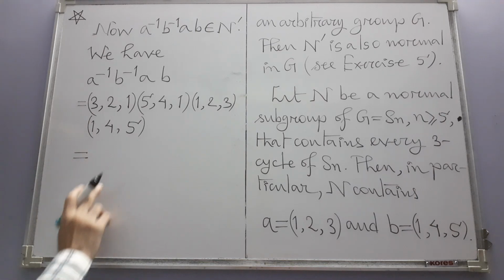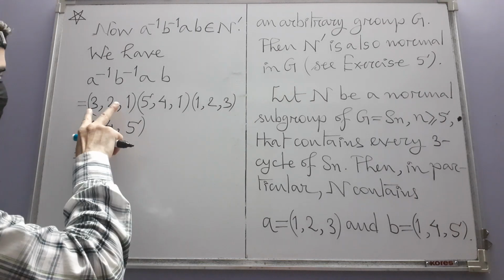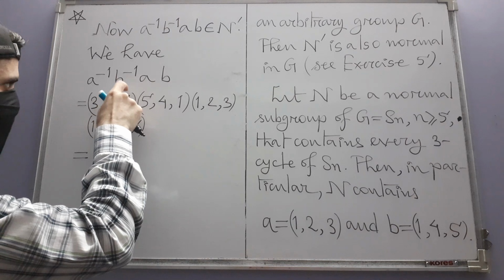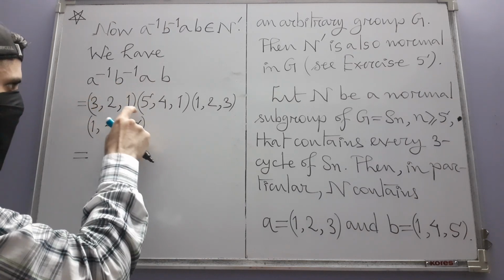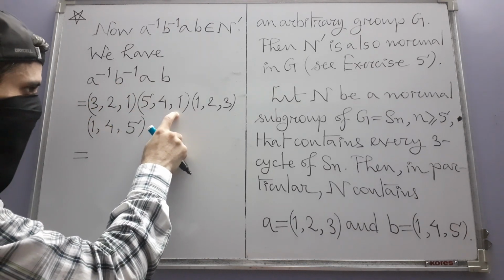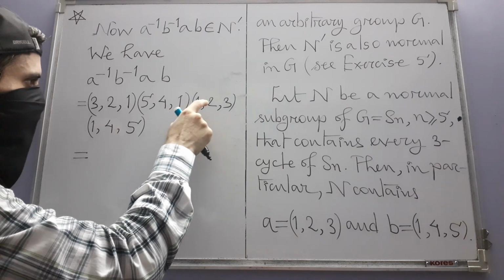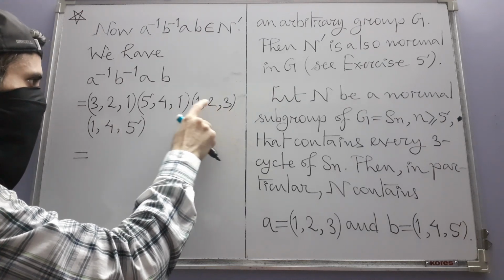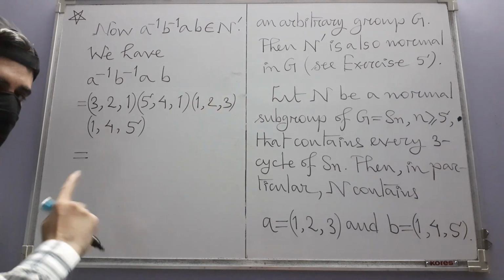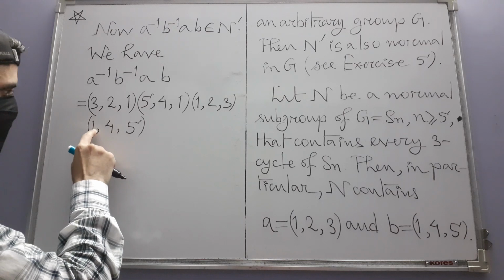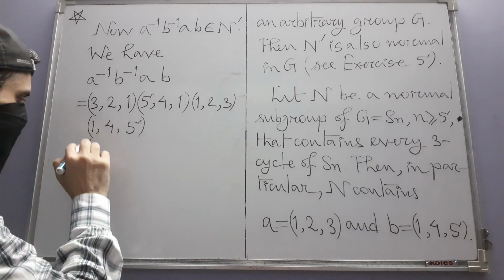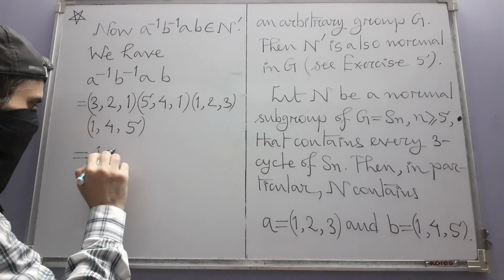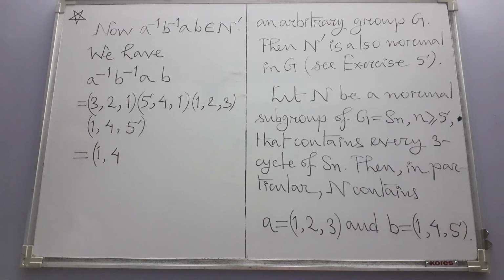First of all, let us see where 1 will go. This permutation sends 1 to 3. This one then doesn't change 3 because it does not have 3. This one then sends 3 back to 1. That means we are back to 1. And this one then sends 1 to 4. That means ultimately 1 goes to 4.